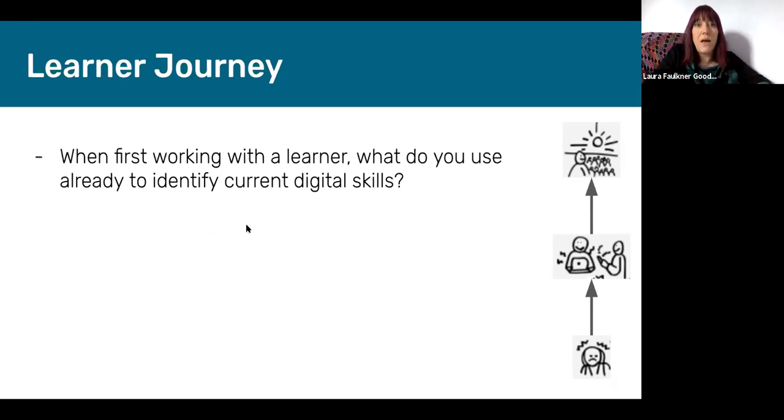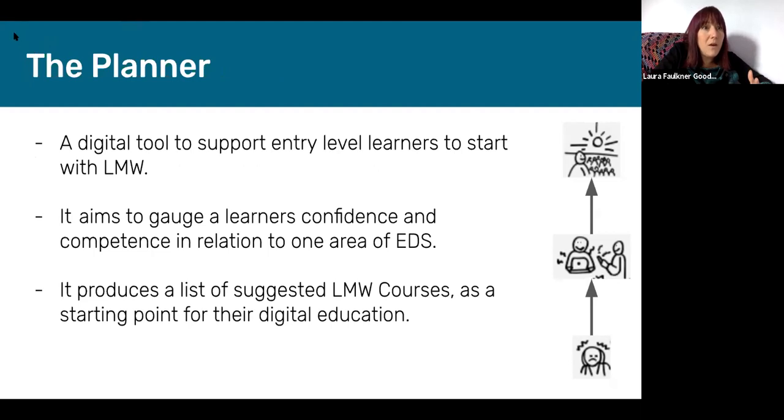Nobody has mentioned our planner tool there, so I'm not sure if you are particularly aware of our planner tool. So at Good Things Foundation, we've developed a digital tool as part of Learn My Way that helps to support entry-level learners to know where to start on Learn My Way. It's not what you would call a formal initial assessment, because it doesn't assess every aspect of the essential digital skills standards, and it's very much a self-report tool, but it aims to gauge a learner's confidence and competence in relation to their essential digital skills. It's multiple choice questions, and it produces a list of suggested courses as a starting point for somebody's digital education.